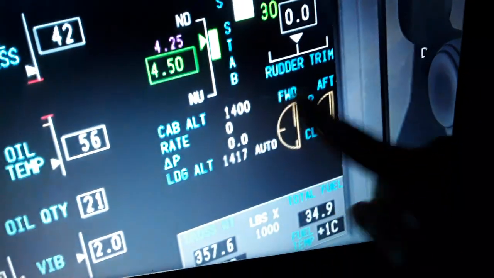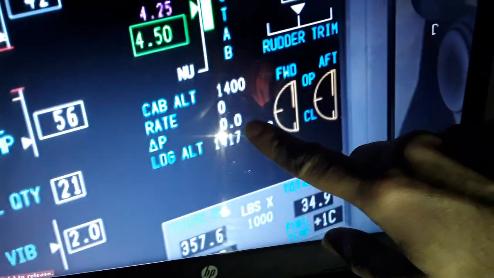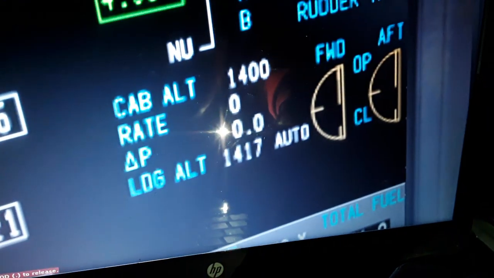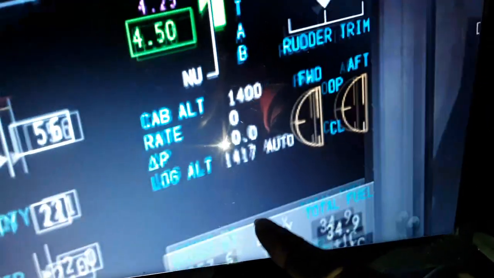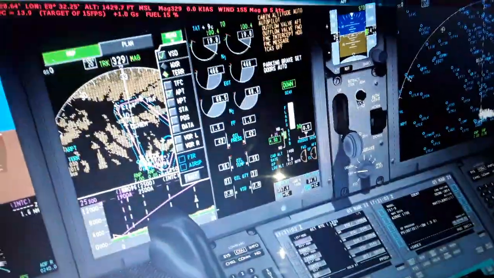So we have cabin altitude right now, rate of climb, and the differential pressure of the cabin pressurization, which can go up to 7.8 or 8 psi. Landing altitude is shown, and the outflow valves are forward enough for this cabin pressurization.